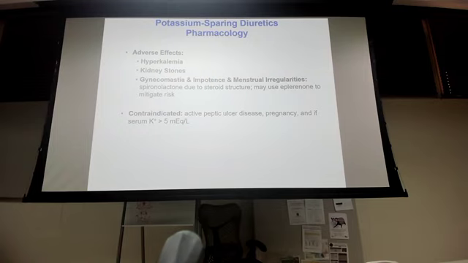You don't use potassium-sparing diuretics if the potassium is over 5 milliequivalents per liter. Why? They're potassium-sparing. So if you already have hyperkalemia, and then you put on a medication that's going to make you keep more potassium in your system, that's a bad thing. You don't use it in significant kidney disease. Pregnancy is a contraindication with spironolactone, and high yield warning, right?